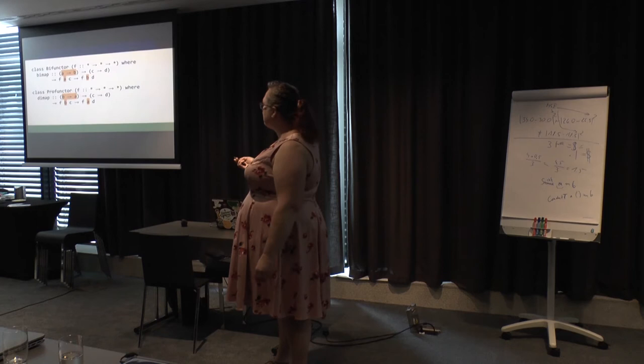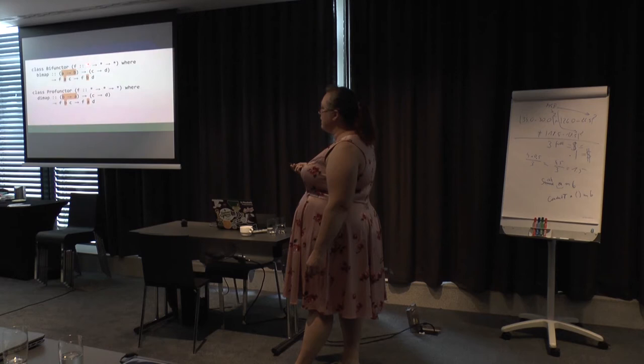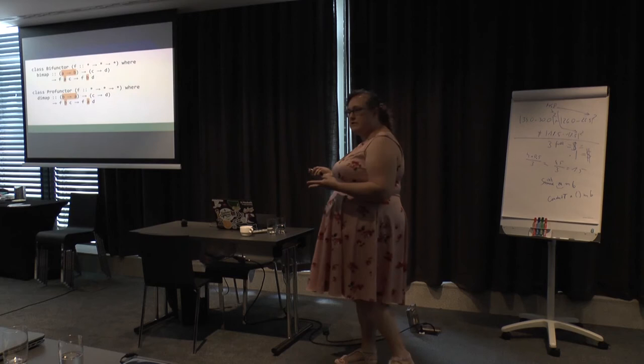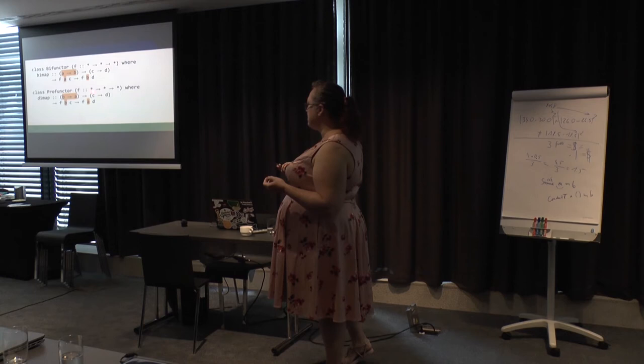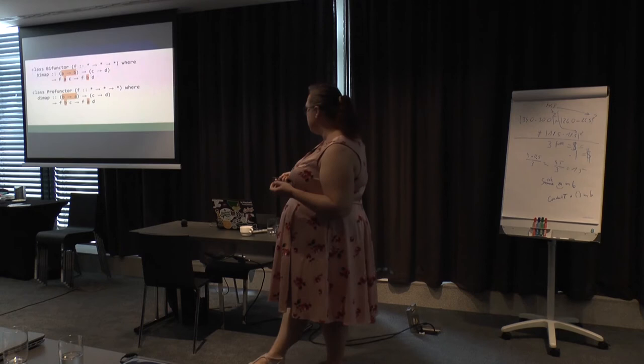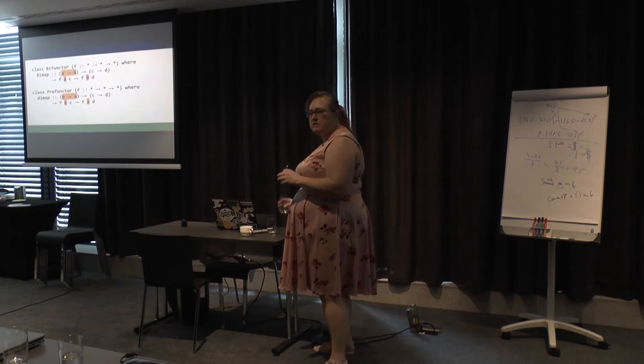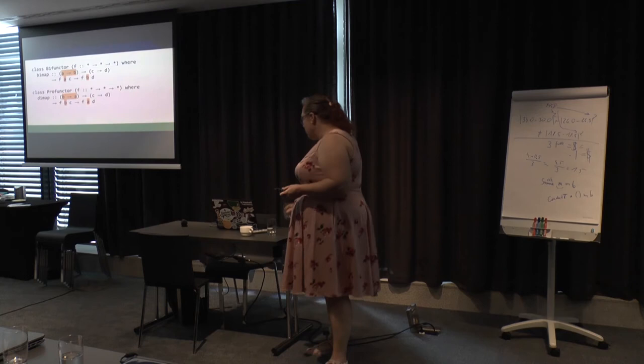So bifunctor has the f of the type or kind star to star to star, right? Because it needs two parameters. It's covariant in both of them because it's a bifunctor. Profunctor is the same, right? Because it's a bifunctor too. Star to star to star. So we know we're going to need things where most of our contravariant functors just had one argument, like equivalence A. Now we're going to need things that have two.